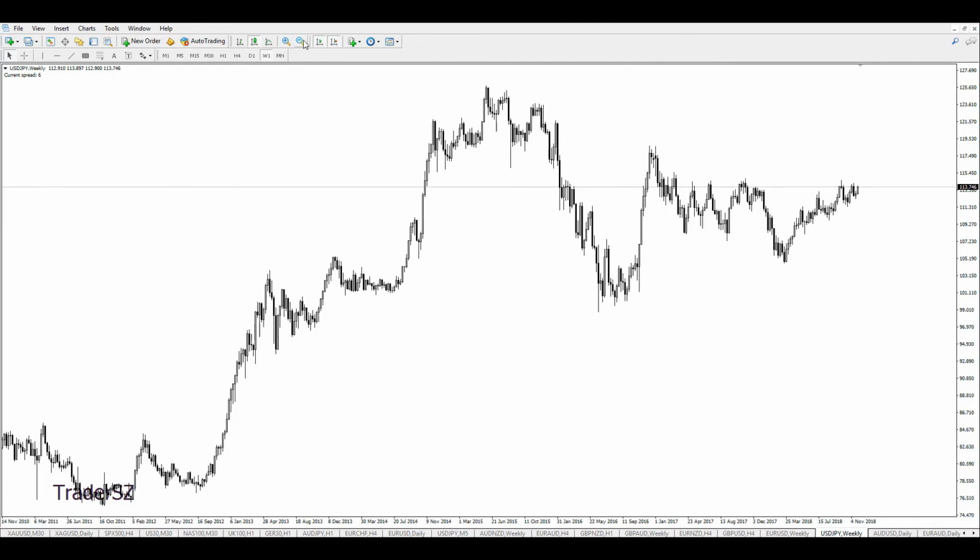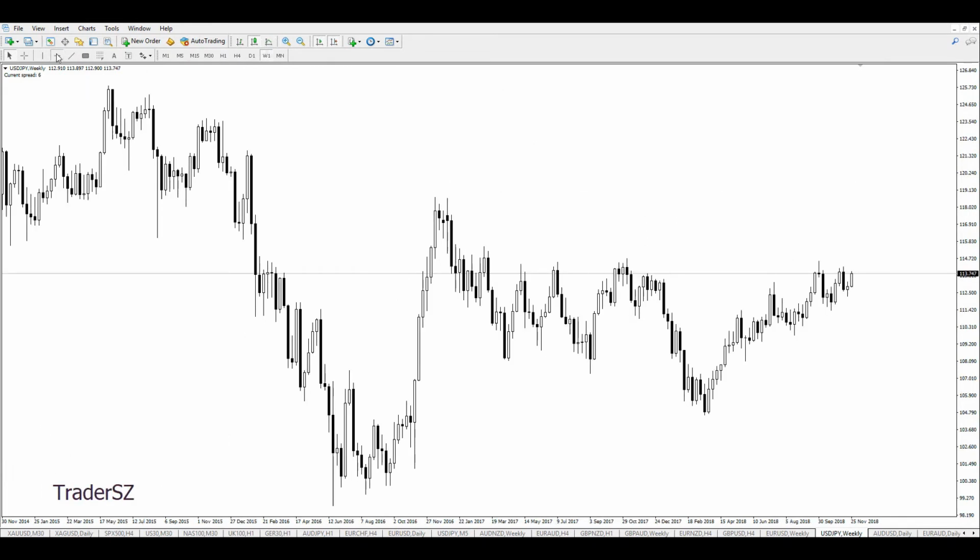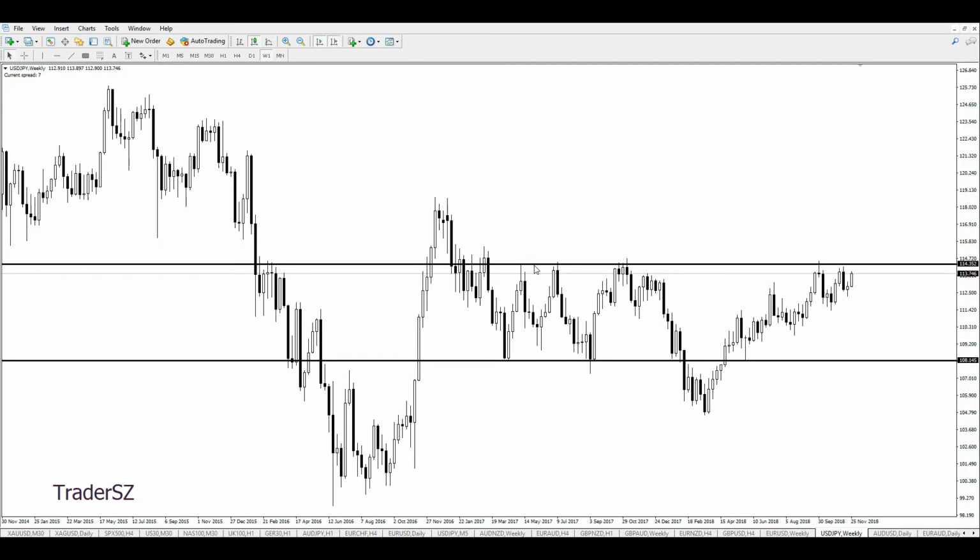The first part is getting the basics of what I look for, and then the second part would be using ranges in detail with this. Okay, so what am I doing now? I'm marking up my range levels.